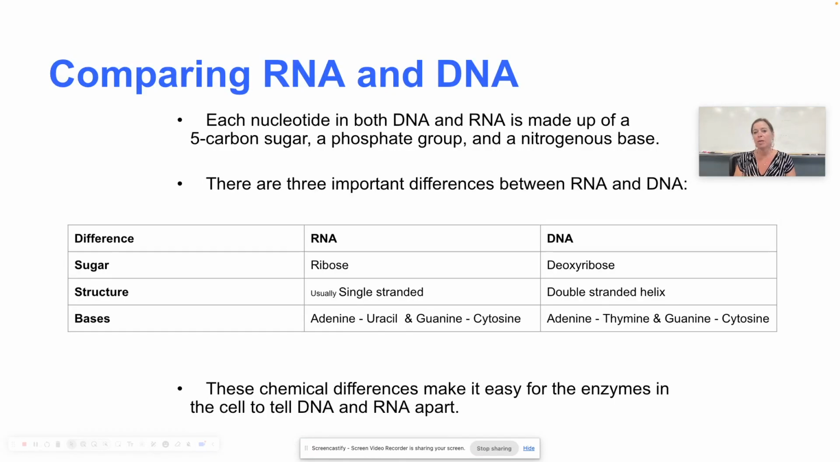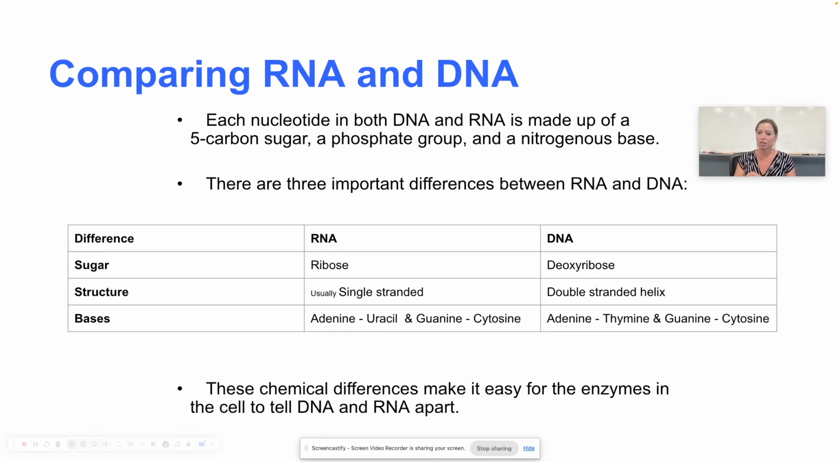There are three big important differences, though, between RNA and DNA. First of all, the sugar in RNA is ribose. In DNA, it's deoxyribose. In RNA, it's a single strand. In DNA, it's a double-stranded helix.